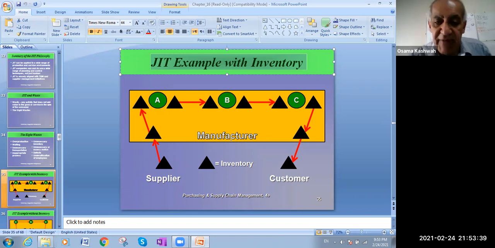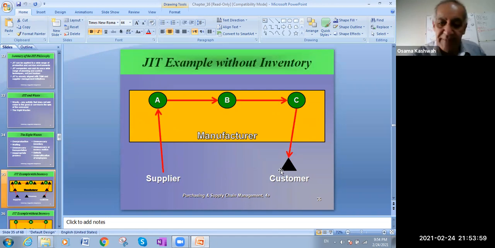So this is the manufacturing process, and here is the inventory. Watch, the inventory is not only moving from supplier to customer directly, but it goes from the supplier to the wholesaler to the retailer, and finally it will go to the customer. And this is how it works.